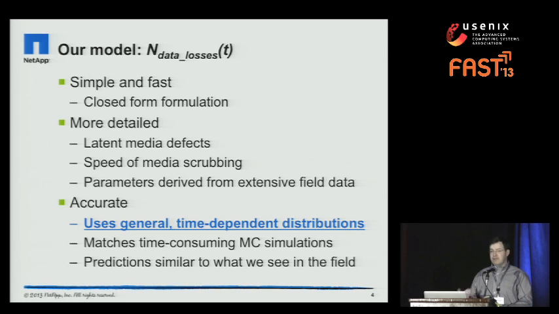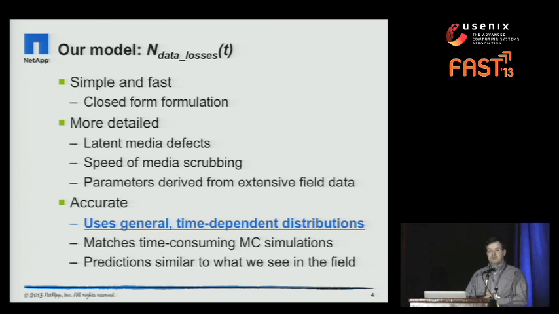So our model, I'm not going to lose you by showing the equation, but basically it's a closed form equation that expresses failures or expected data loss as the number of data losses over time. What that means is that it looks at how many data losses you can have in your population of drives or RAID groups in the data center. And it's more detailed than the MTTDL equation. We model media defects, we consider things like the speed of media scrubbing, and most importantly, the parameters for this equation are derived from extensive field data studies.